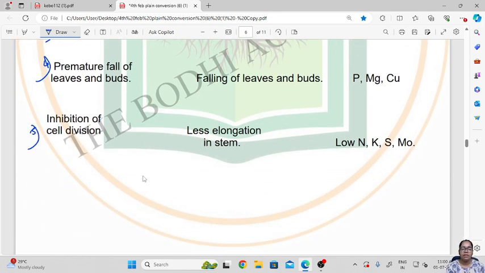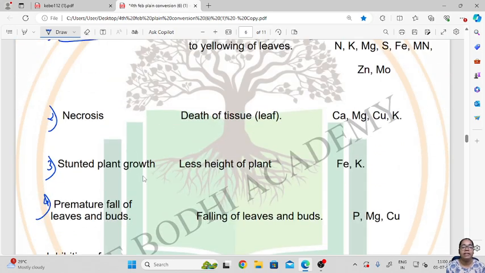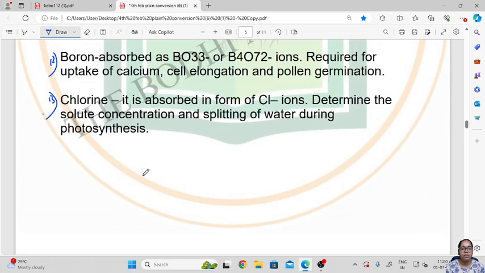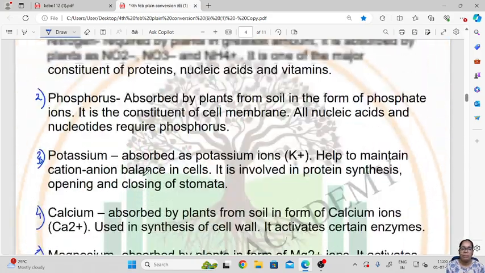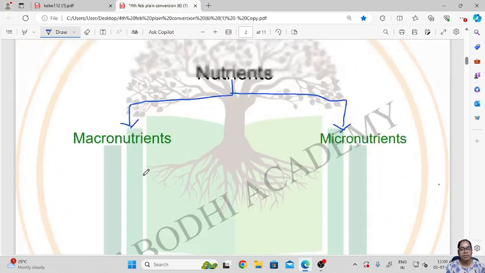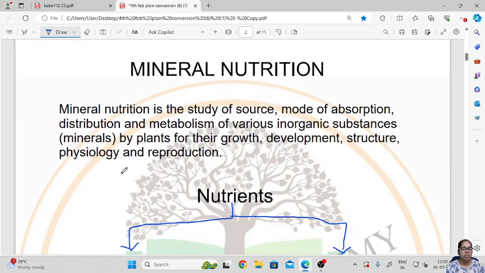And the last disease is the inhibition of cell division, that is cell elongation in cell. So inhibition of the cell division will cause less elongation in the stem. So this is because of low N, K, S and Mo. So these are the different symptoms and the diseases which are caused due to deficient of some elements. And we have also seen which are the essential elements and what are the roles of that elements in the plant growth and development in our mineral nutrition.